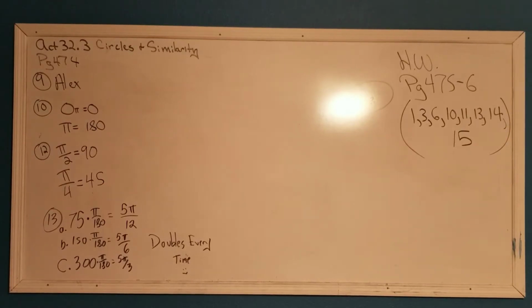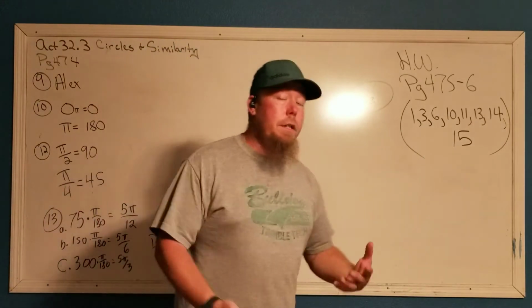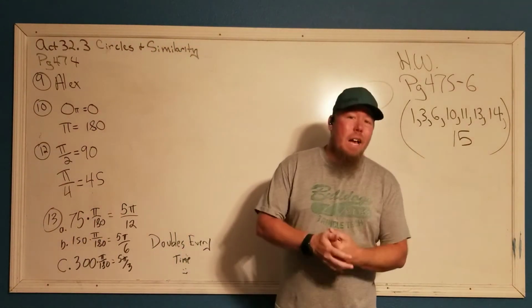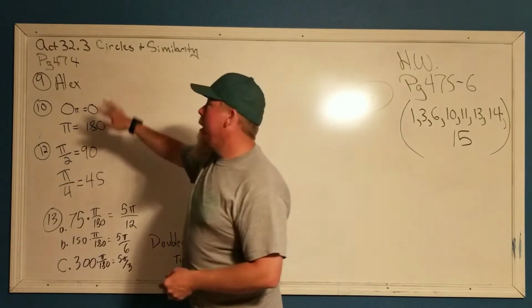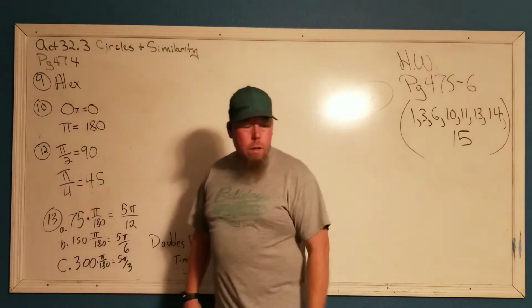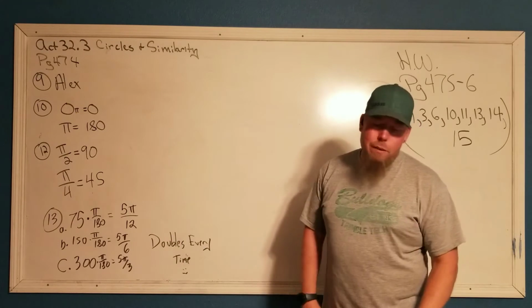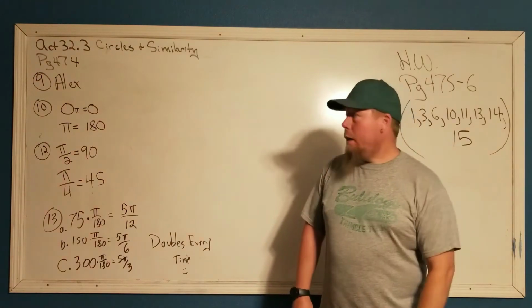You are pretty much done with activity 32 at this point. We're looking at 32.3. We're going to go over the last few questions assigned from that section, and then we'll talk about the homework. So, on page 474, we were looking at numbers 9 through 13. We skipped number 11. You're welcome to do it, but I'm not going to cover it.